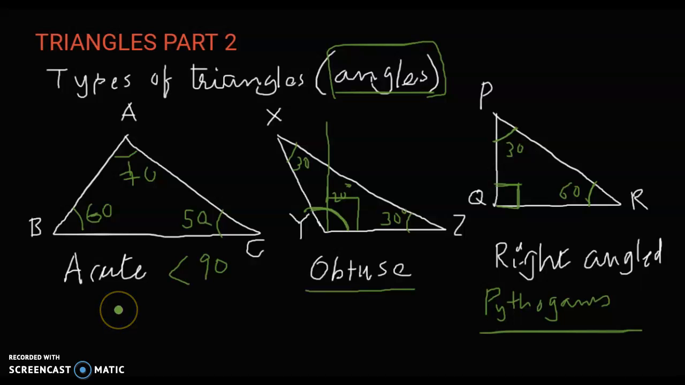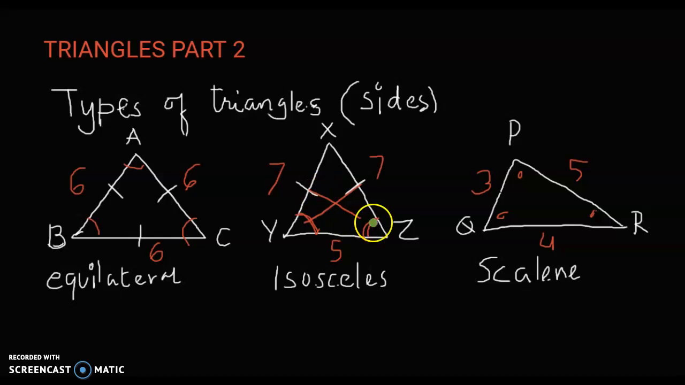So this is types of triangles through sides, which we have already seen. An equilateral triangle where all the three sides are equal and all the three angles are equal. Isosceles triangles where only two sides are equal and the angles opposite those sides are also equal. And scalene where no angles are equal and no sides are equal.